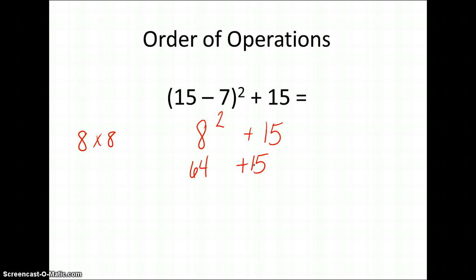There's no multiplication or division, so now I go on to addition and subtraction. And in this case, I need to add 64 plus 15, and that gives me 79. So the quantity 15 minus 7 squared plus 15 equals 79.